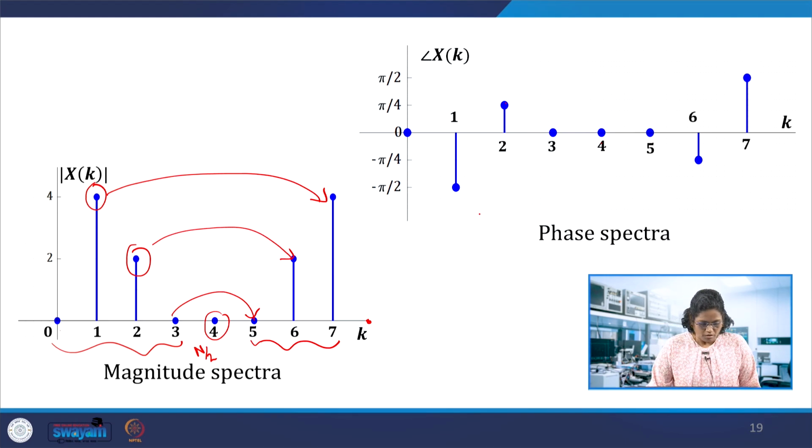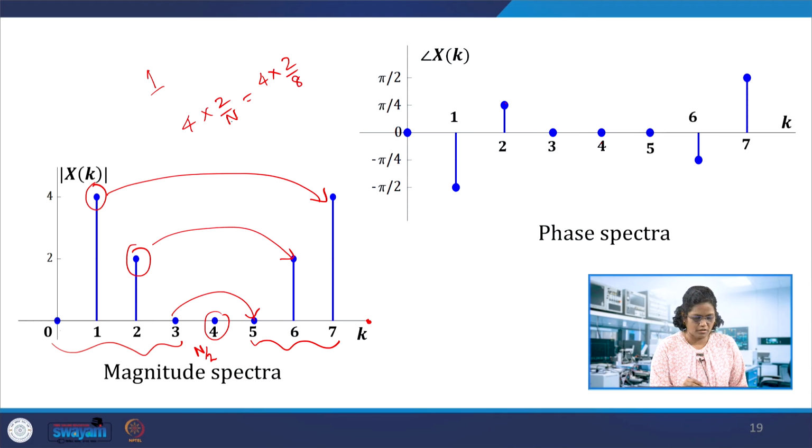So now what is the meaning of this 4 here? We had the sine fundamental magnitude as 1, right? So it is giving 4. So this magnitude 4, what we have got is from the scaling 2 by N: we get 4 into 2 by 8.